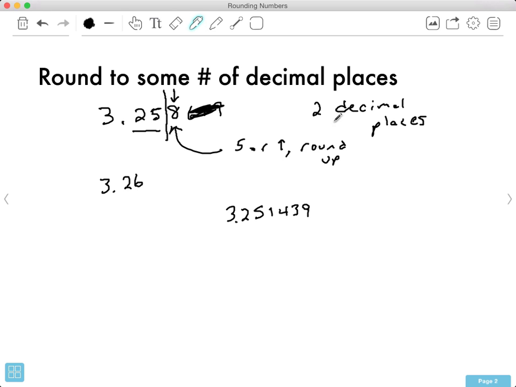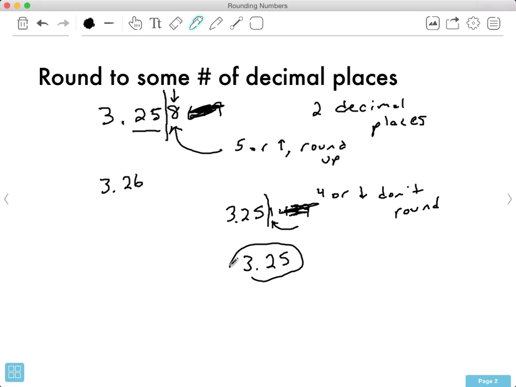If we were dealing with a number that looked like 3.251439, for example, and we were told to round to 2 decimal places, you would again draw that imaginary line and look at this number just past the line. We're rounding to 2 decimal places. Ignore all this. If this number is not 5 or higher, which it's not, it's a 1, you leave it alone. So if it's 4 or lower, don't round. Just cut off all the other numbers. So this would end up being 3.25.